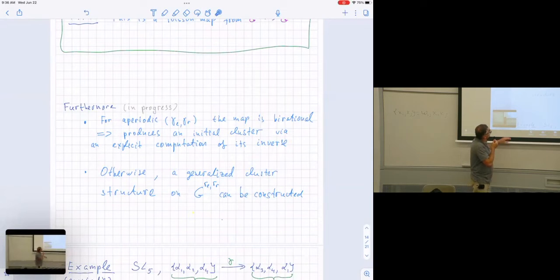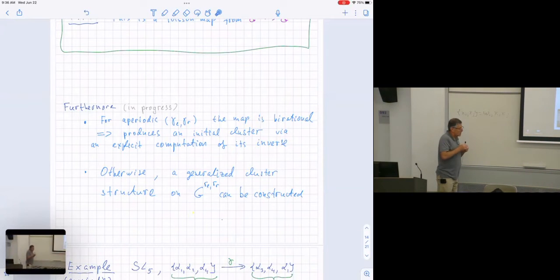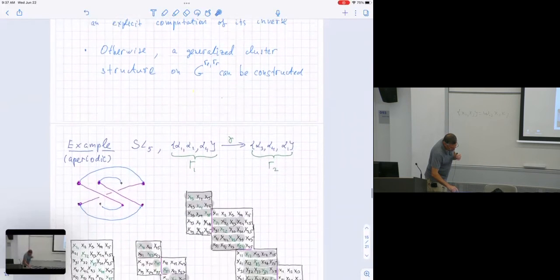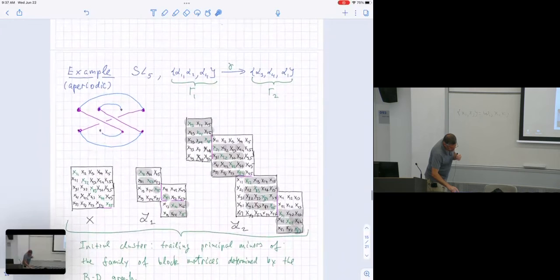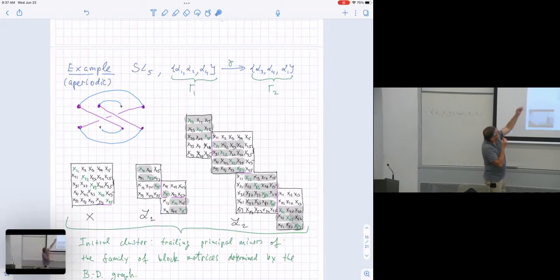Otherwise, we need to use a different technology, and the structure becomes a generalized cluster structure, but then something interesting happens too, because it corresponds to considering symplectic leaves in these Poisson-Lie groups, which are parameterized not just by combinatorial data, but by certain conjugacy classes of subgroups. I will give you an example. So let's go back to examples that we have seen before, because here I can describe the inverse of the map explicitly.